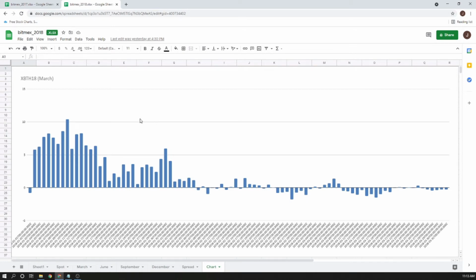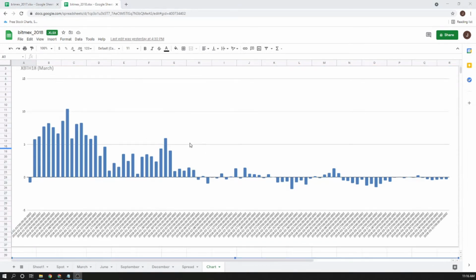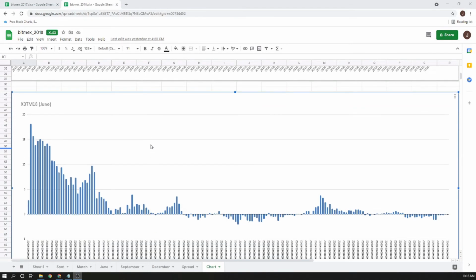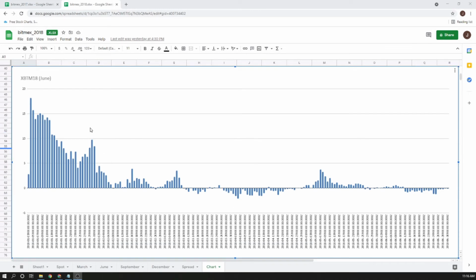We have the first contract of 2018, the March contract, and on January 1st this contract opened with negative 0.76%, but the gap moved up, and most of the time the future price was higher than the spot price. But what happened in 2018 is that starting from June, contracts opened earlier. As you can see, the June contract opened on January 3rd with a small premium, but already on January 4th, the premium was around 18%.